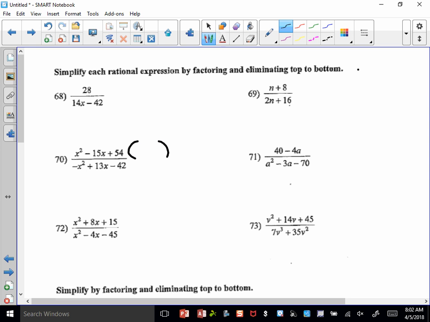So we're going to make a parentheses. And since this coefficient is 1, it's really not necessary to use the x method, because now you can just say, okay, well, what times what gives you 54 that will add up to negative 15? So what would that be? 6 and 9, and both would have to be negative because it has to add to a negative 15.